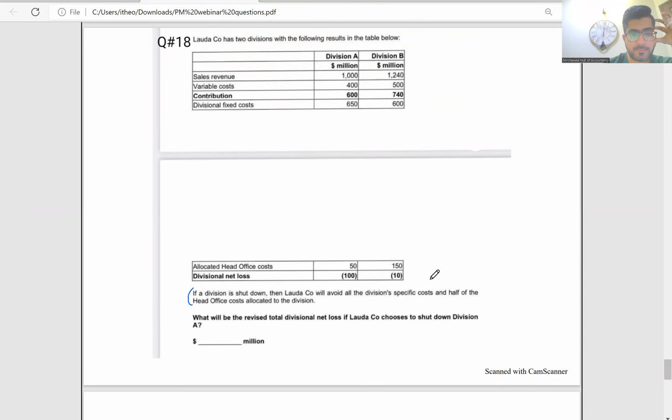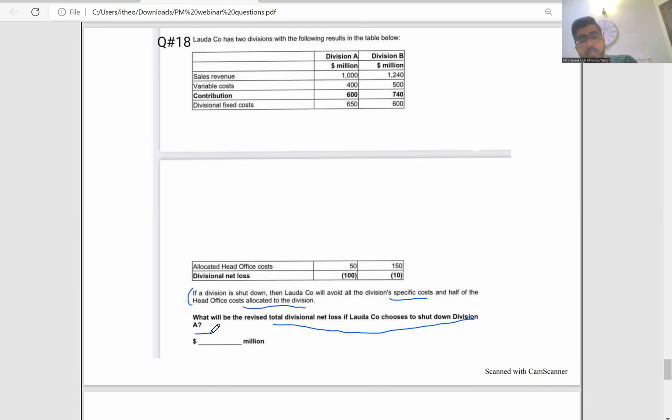Now see this statement. If a division is shut down, LODA will avoid all division specific costs and half of the head office costs allocated to the division. This is the policy that if a division is shut down, LODA will avoid all division specific costs and half of head office allocated costs. Okay. What would be the revised total divisional net loss if LODA chooses to shut down division A?